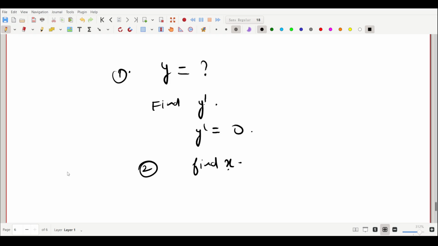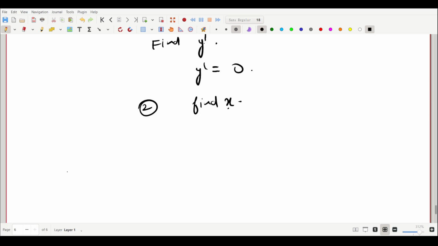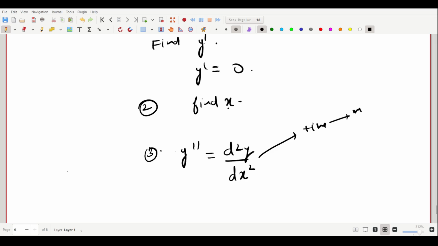Then you have to check whether at that x value, y will be minimum or maximum. Find the double derivative, d2y over dx square. If this value is positive, that means this is a minimum value. If d2y over dx square is negative, this is maximum. Negative value for maximum, positive value for minimum in double derivative.